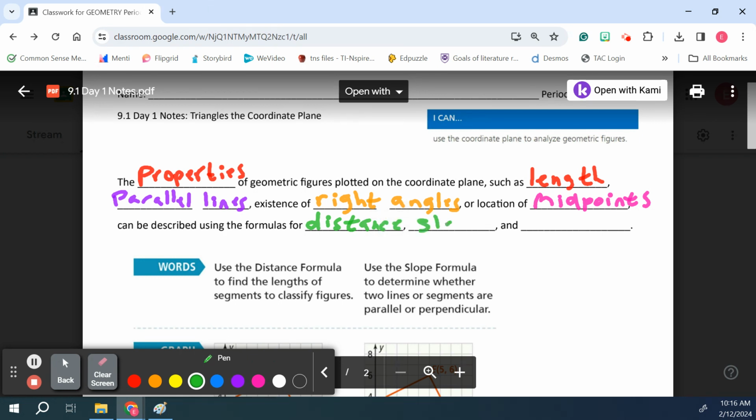Slope and midpoint. So distance, slope, and midpoint have all been used from topic 1. So we're going to review those just a little bit, okay?